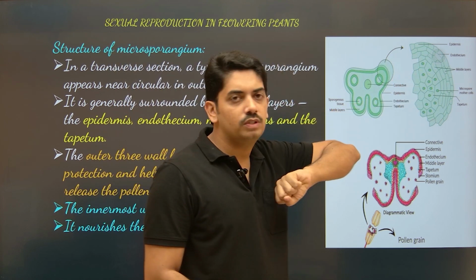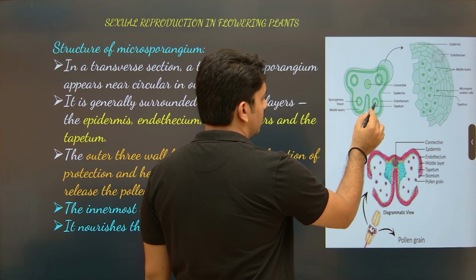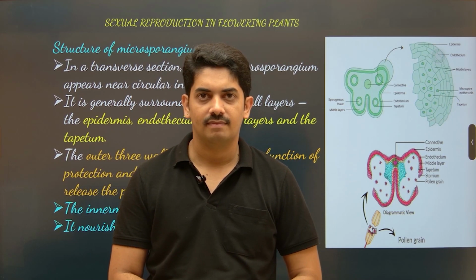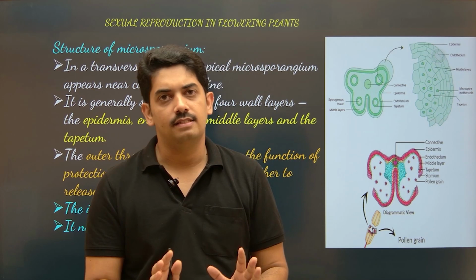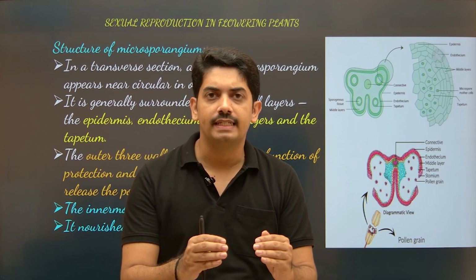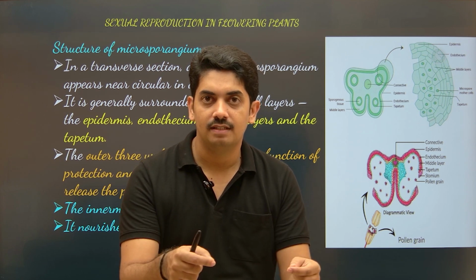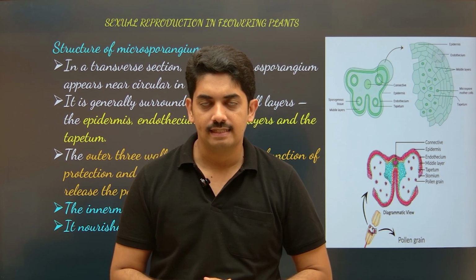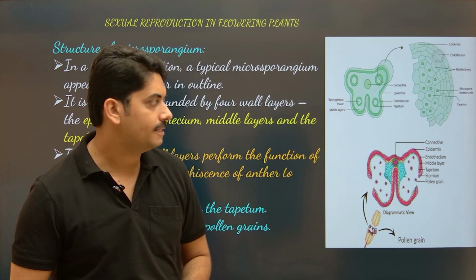Now, inner to this is the sporogenous tissue. Here you can see this part consisting of sporogenous tissue. What is the role of this sporogenous tissue actually? Very interesting part. Sporogenous tissue are actually dividing cells, just like meristematic cells. At one particular time, they divide mitotically and increase their number and they become pollen mother cells, or you can say microspore mother cells. These microspore mother cells later undergo meiosis and produce the pollen grains.